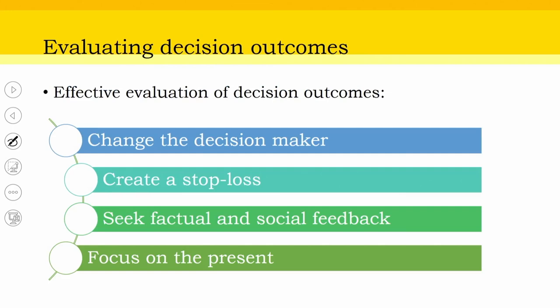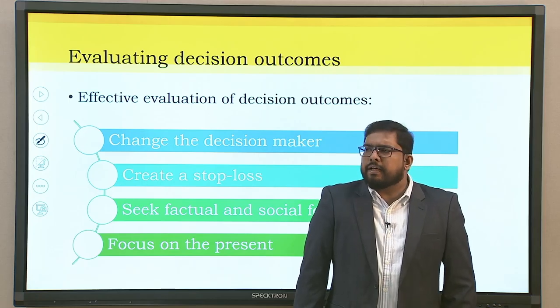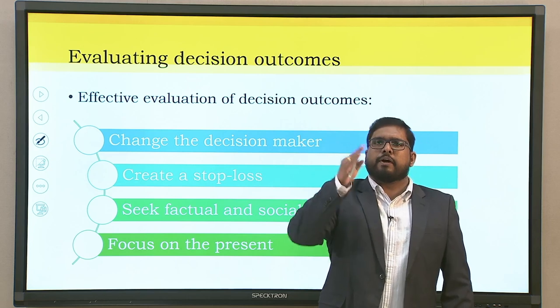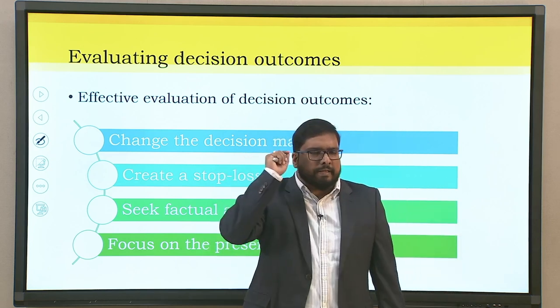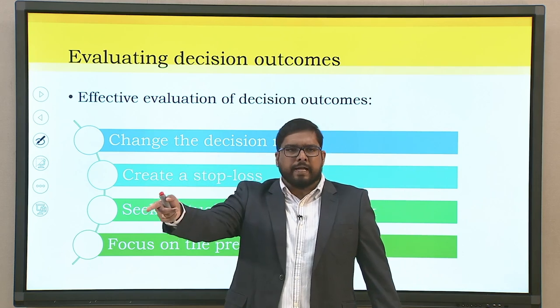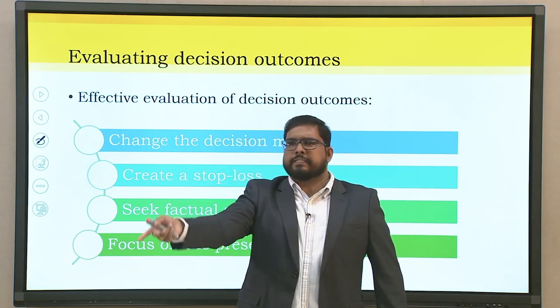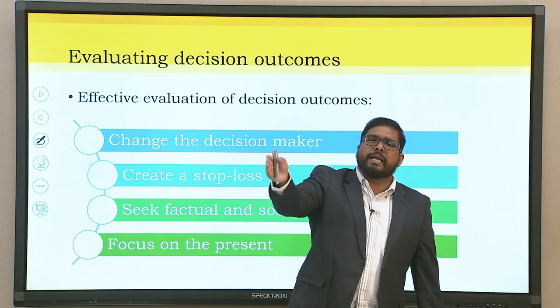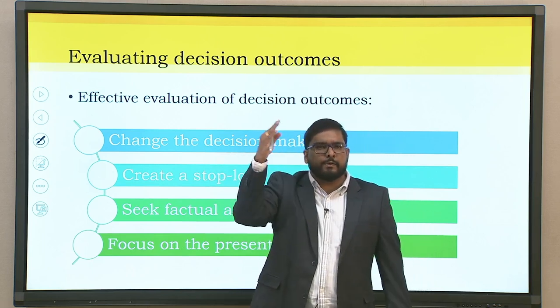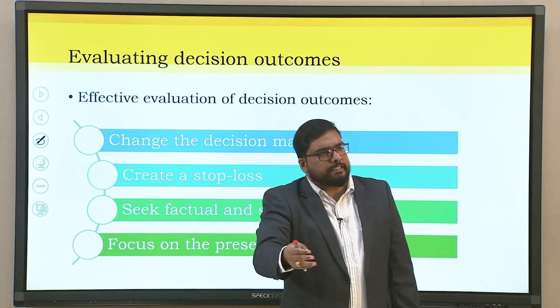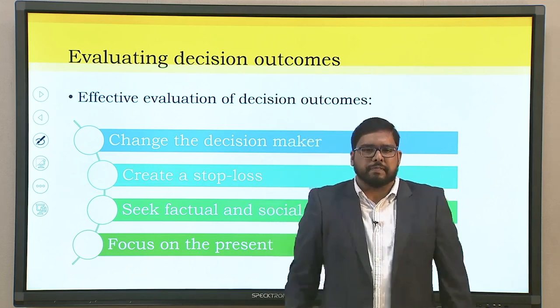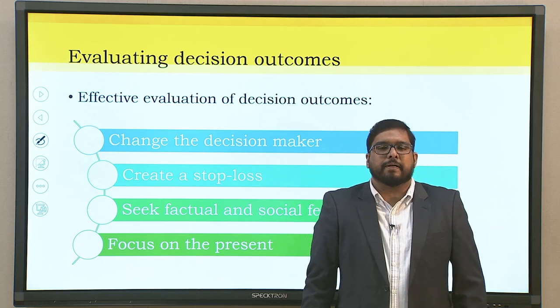Now, let's look into evaluating decision outcomes. When we are looking into the decision you have made, effective evaluation of decision outcomes is very particular. You feel that the decision has gone wrong. You feel that the decision is not right in the particular context. You feel that the decision was made at the wrong time, which has made it a wrong decision. Otherwise, it was a right decision. All the examples that are going through your mind, you just scan through them. You will see any of these elements which I've discussed. So change the decision maker in that particular situation.